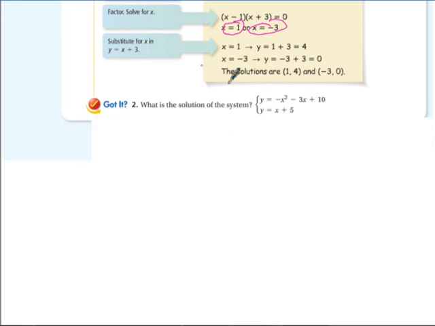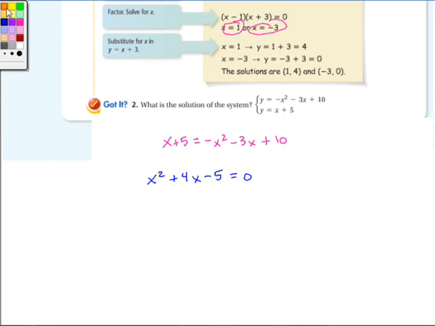First thing we do is substitute in. So I have x plus 5 equals -x squared minus 3x plus 10. Step 2: I'm going to set it equal to 0. I can't stand negative quadratics, so I'm going to change that. If you don't care, then you don't care, but factoring a negative is a pain. So I'm going to add x squared to this side, add 3x, and subtract 10, and that equals 0. Then I see, can I factor that?